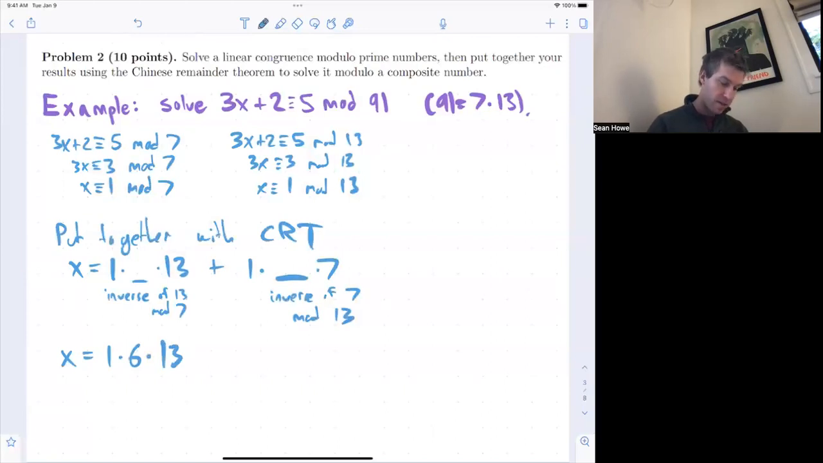So 6 is the inverse of 13 mod 7, plus the inverse of 7 mod 13. You can write out the equations if you need to, solving 7 times x is congruent to 1 mod 13 to find the inverse of 7 mod 13. Or you can just eyeball it if you're able to. Here, 2 times 7 is 1 mod 13. So 2 is the inverse of 7 mod 13. So plus 1 times 2 times 7. Good. And this is mod 91.